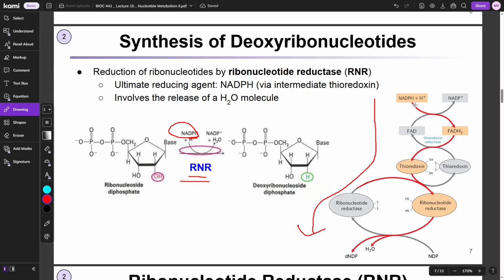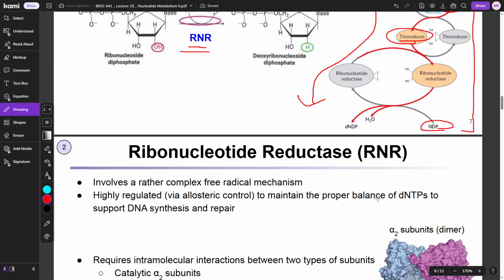So you have to use NADPH here as a cofactor to reduce, as a substrate to reduce this FAD. So this FAD actually is a cofactor, so make it FADH2, and then this FADH2 reduces the thioredoxin, and then this thioredoxin is ultimately what helps with the process of actually reducing the NDP. And this all occurs in the enzyme, the RNR, by the way, ribonucleotide reductase.